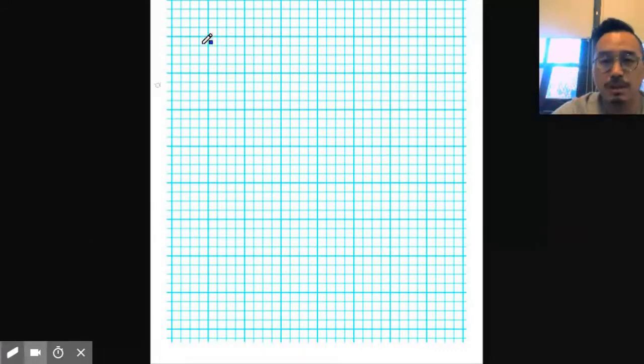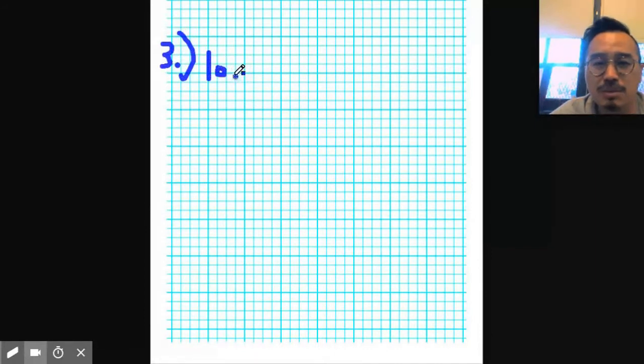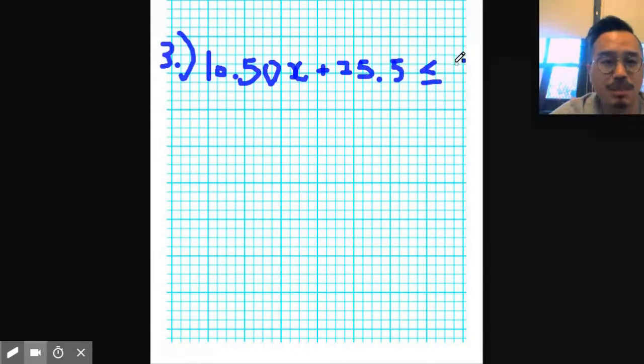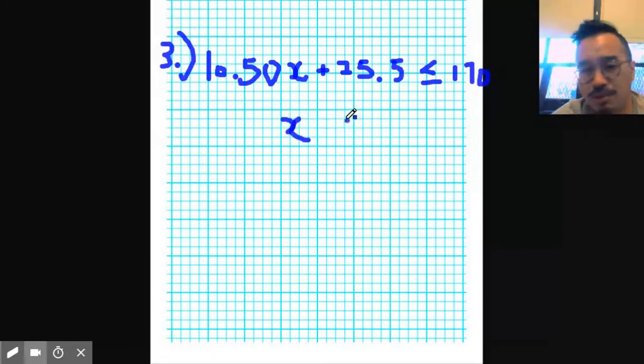Number 3. The equation should look something like this: 10.50x, because it's $10.50 per hour plus that one-time fee of $25.50. It's perfectly okay for you to use a calculator for this. It's less than or equal to, right? At most, he can only spend $170, so you can spend $170 or less. You solve it as usual, and that would be x less than or equal to 13.